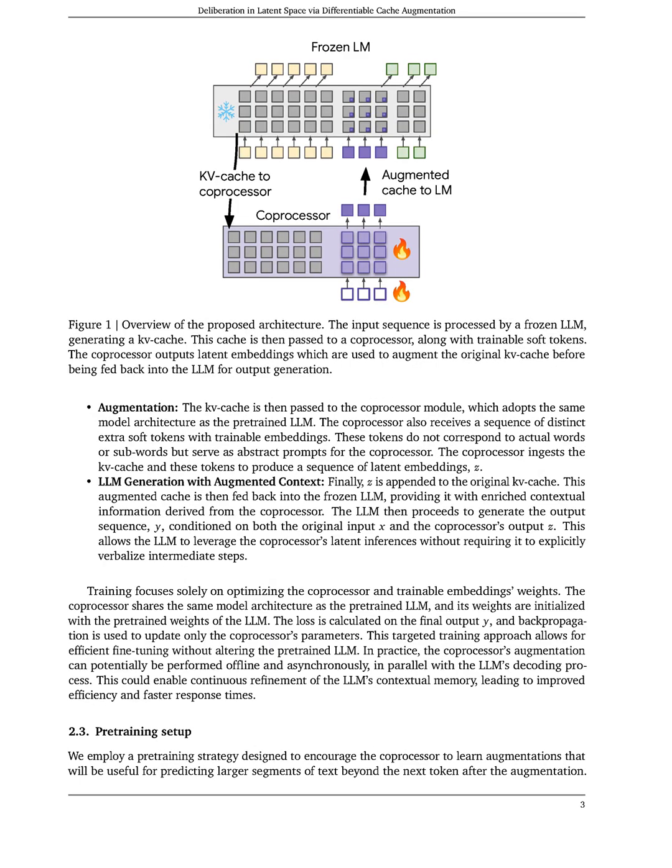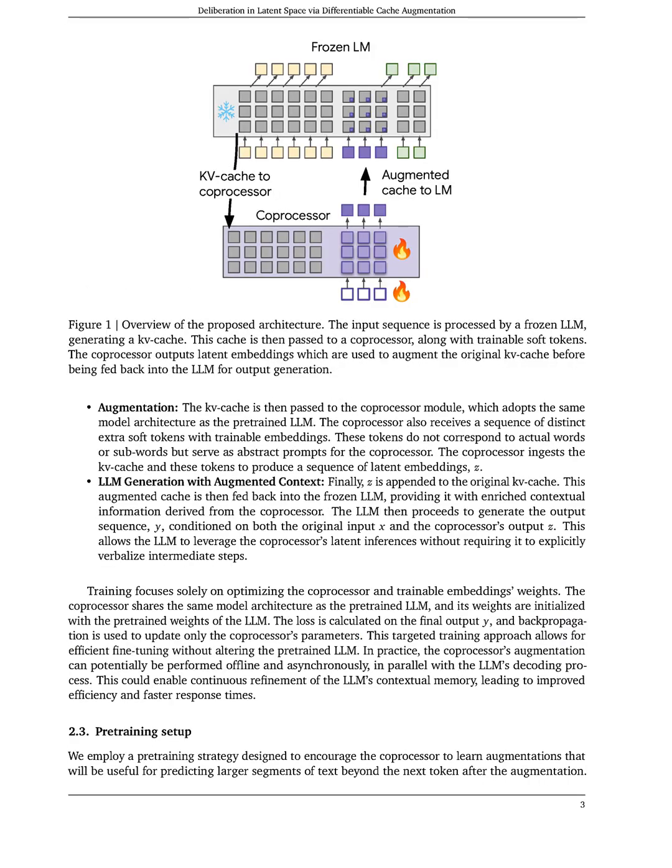2. Augmentation. The KV cache is then passed to the coprocessor, which shares the same architecture as the LLM. The coprocessor receives additional soft tokens, abstract prompts, and generates a sequence of latent embeddings, Z, based on the KV cache and these tokens. This step allows the coprocessor to produce context-dependent embeddings that enhance the information available for subsequent processing. 3. LLM generation with augmented context.